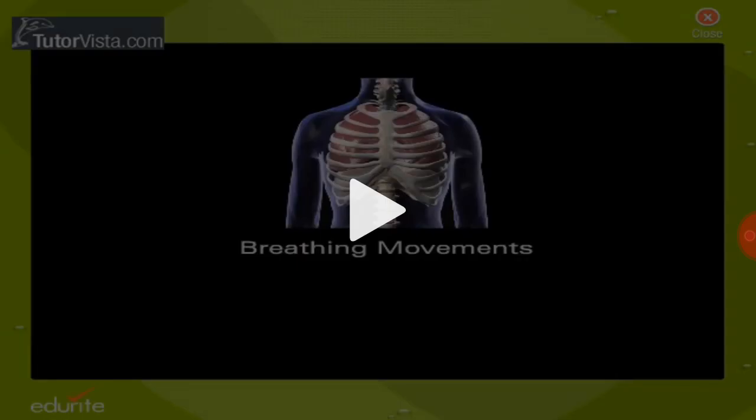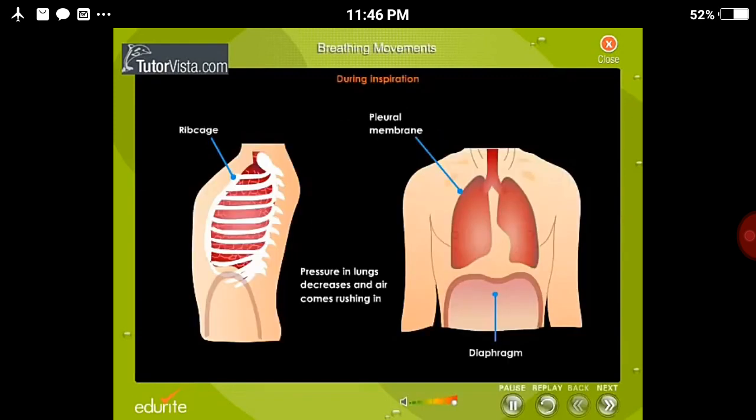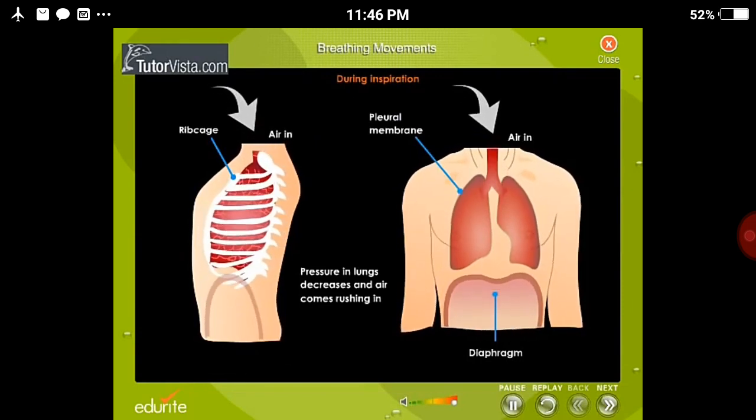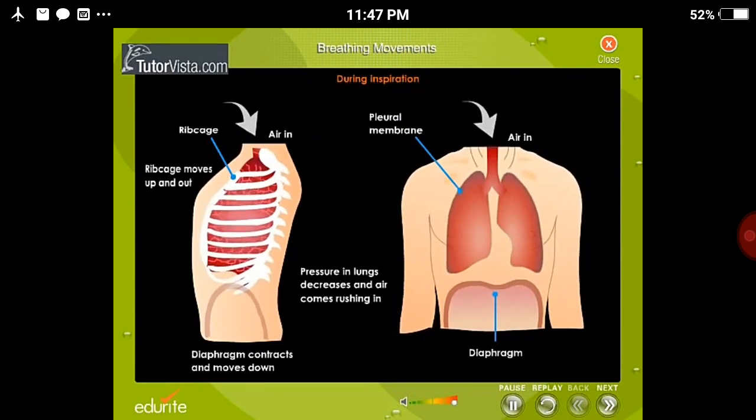Let us now watch this video for better understanding of the mechanism of breathing. Breathing movements. Inspiration. The pressure in the lungs is decreased and the air rushes in. The muscles of the diaphragm contract to make it descend. The rib cage moves upwards and outwards.